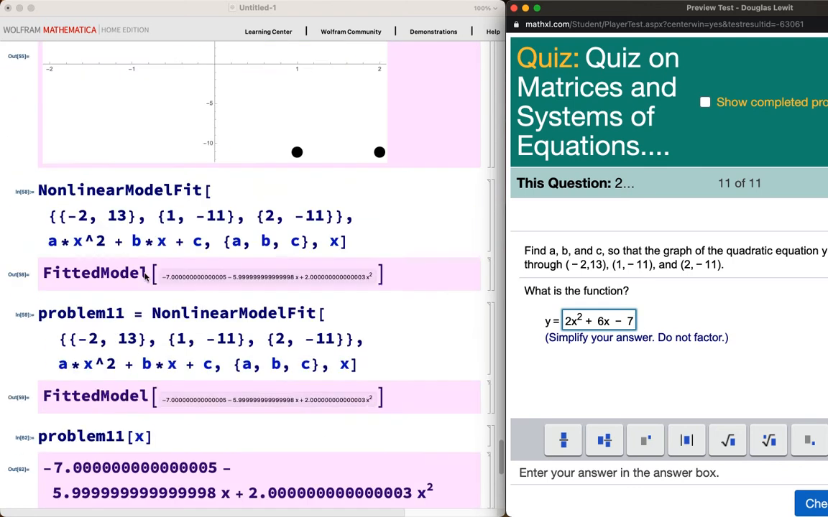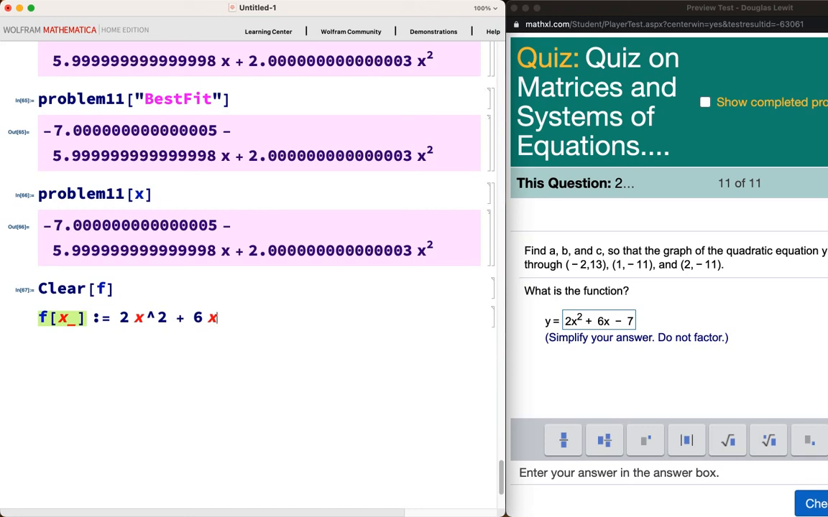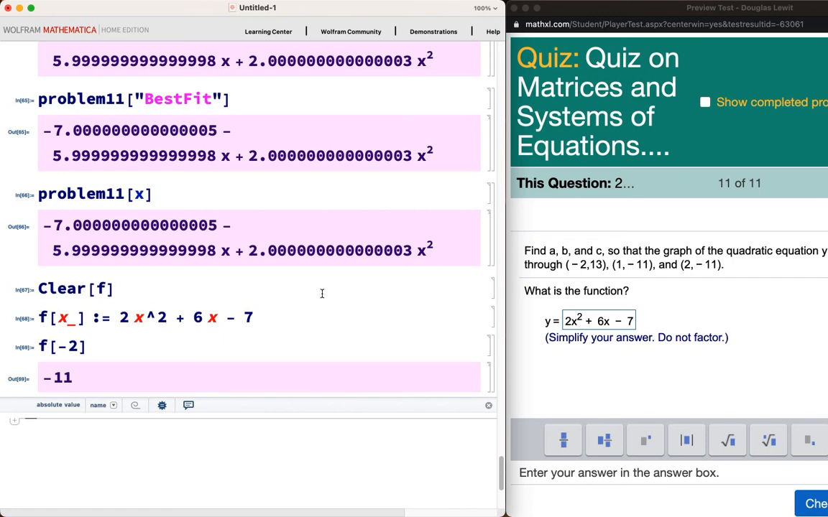This answer should be correct, and we can test it. So clear f of x is equal to 2 times x squared plus 6 times x minus 7, okay? And then f of negative 2 should give me 13, and it doesn't. It gives me negative 11, which is so strange.